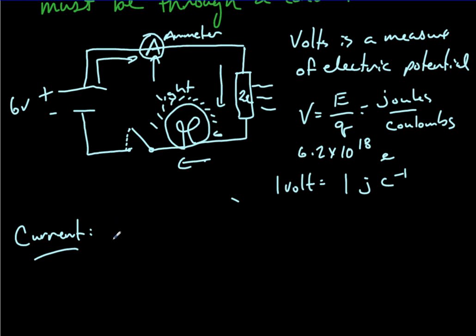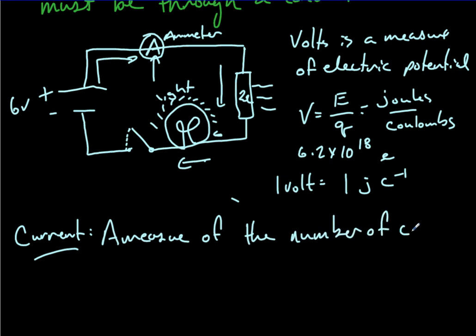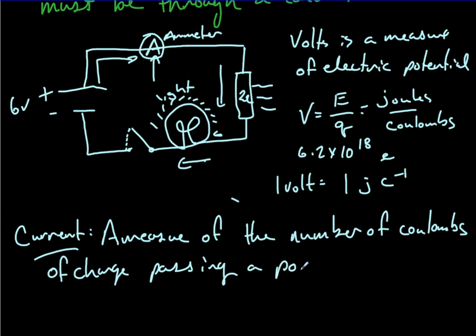Okay. Anyway, current is a measure of the number of coulombs of charge passing a point in a circuit. And in a circuit like this, there's only one path, so the current is going to be the same no matter where you put your ammeter. No matter where I place it around this circuit, it will read the same value with the switch closed.